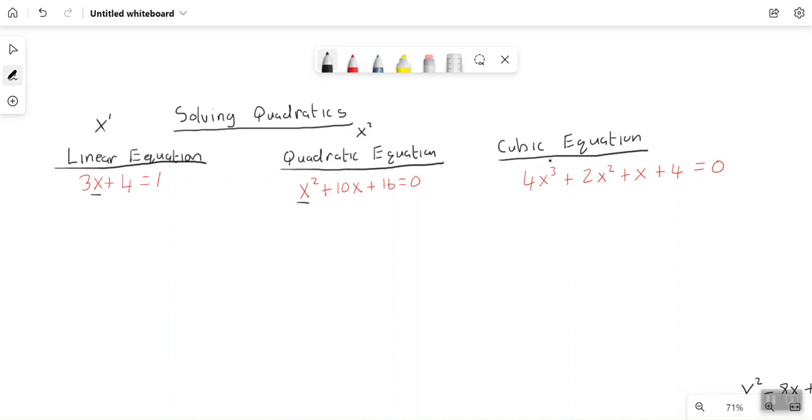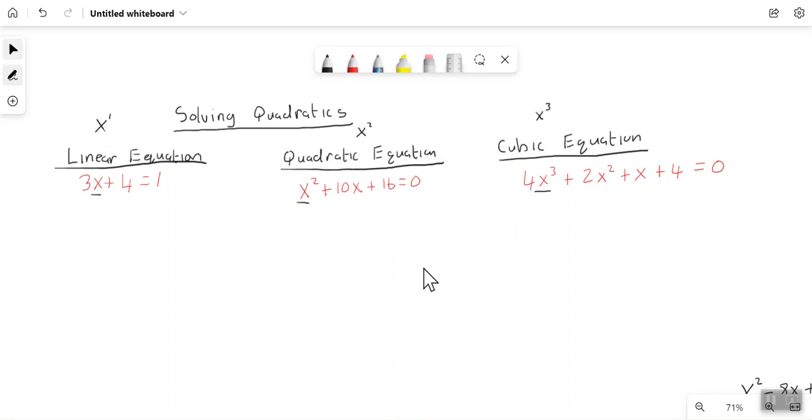And then a cubic equation has the highest power on the variable, and they could use any letter to represent the variable, x or t or y, as x to the power of 3. So that's what distinguishes a linear equation from a quadratic equation from a cubic equation. You have these three different types of equations.